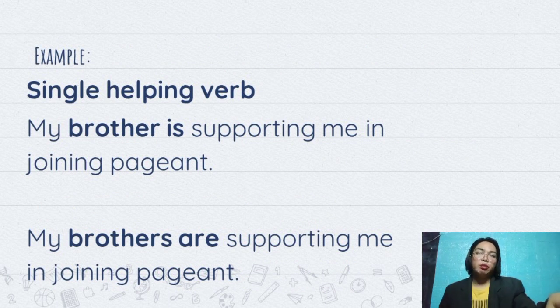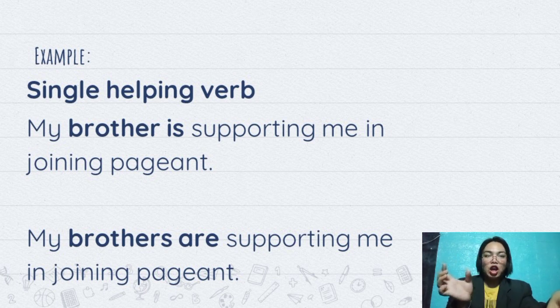And here's the example of a single helping verb. My brother is supporting me in joining pageant. And this is singular. We will see the subject is brother and the verb is is. And the second one is plural. My brothers are supporting me in joining pageant. The brothers, with the s, is plural. And the verb are is also plural.